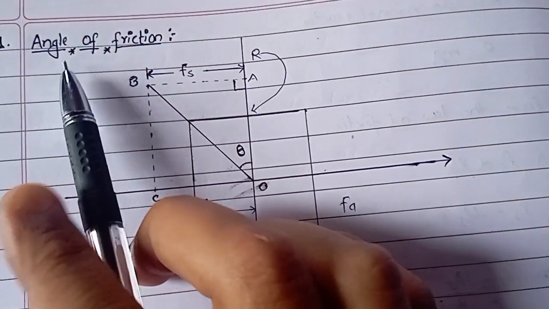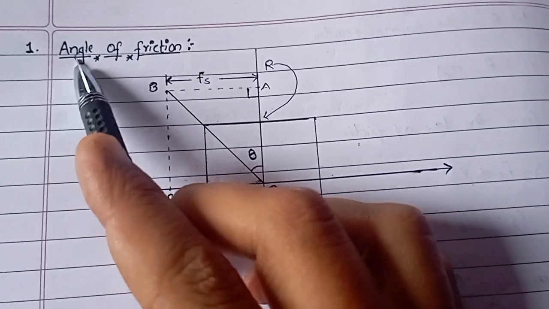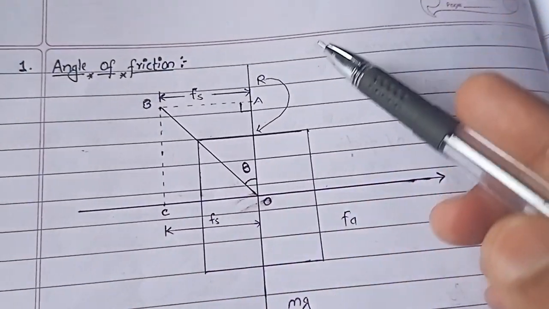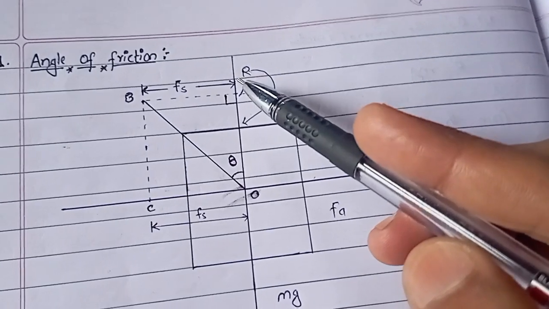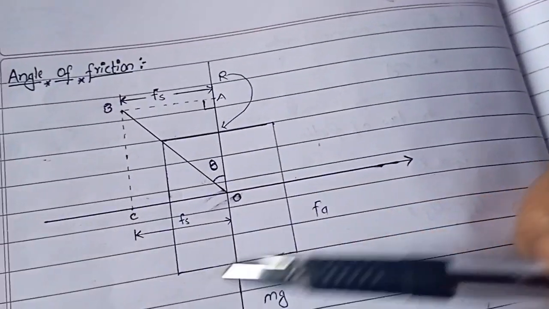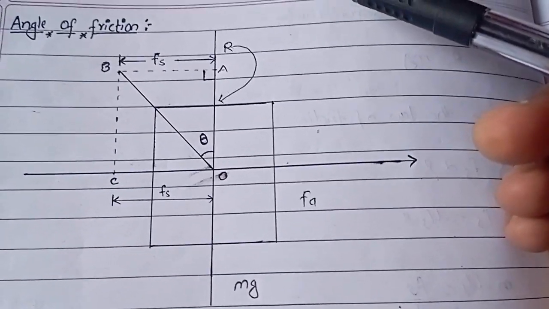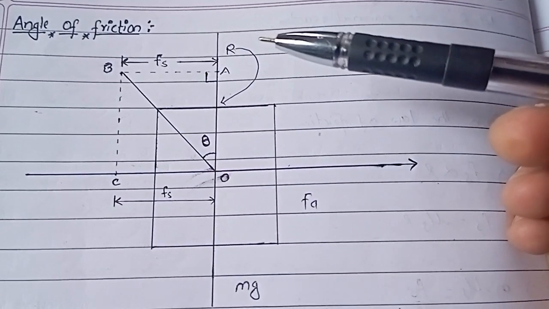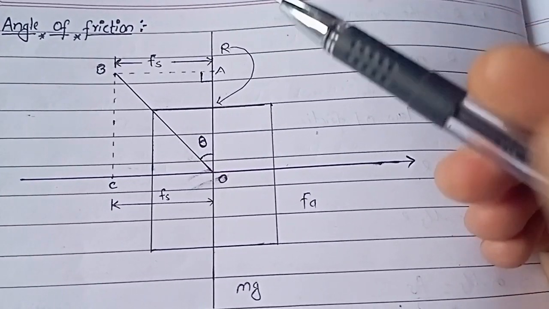The lecture is angle of friction and angle of repose. So what do we mean by angle of friction? First of all, we know the definition, then we can know these two derivations. These two derivations are mostly important for class 11 physics, for 5 marks questions.